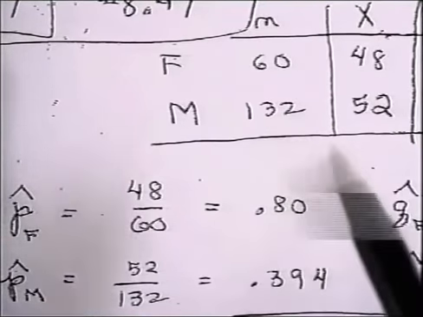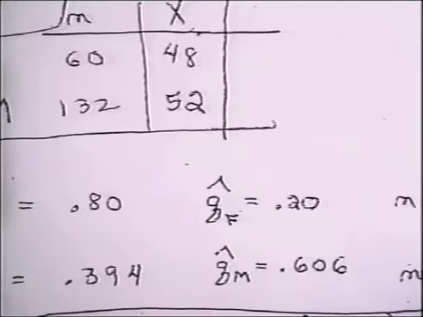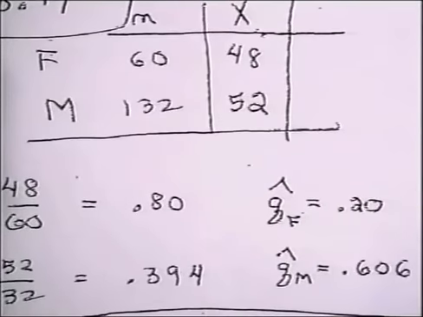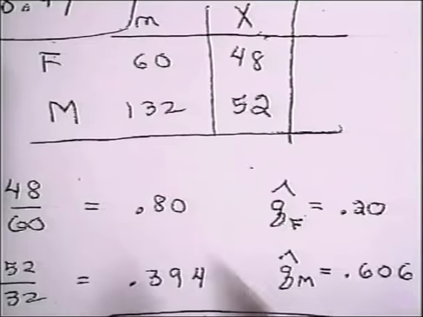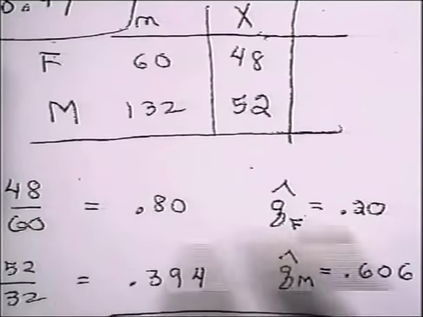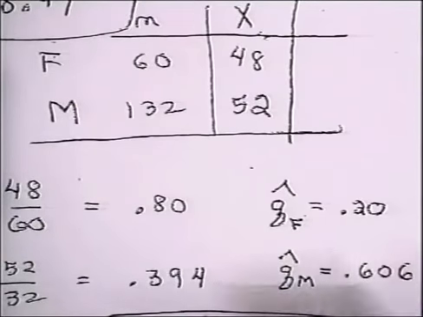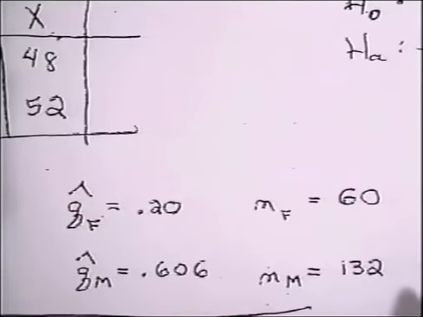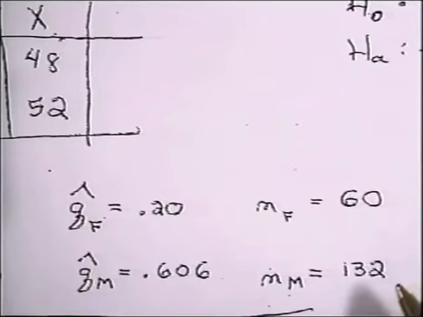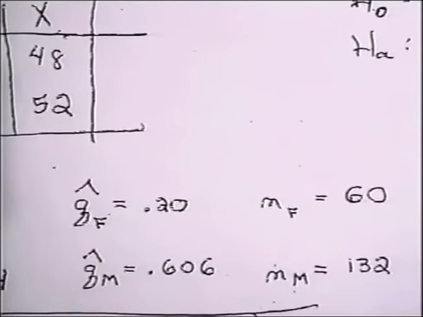Now, Q is related to each one. If P sub F is 0.80, Q has got to be 0.20. For the men, we get 0.394; subtract that from 1, and I get 0.606. And the sample sizes were 60 and 132. So the problem now is how do I compare these?